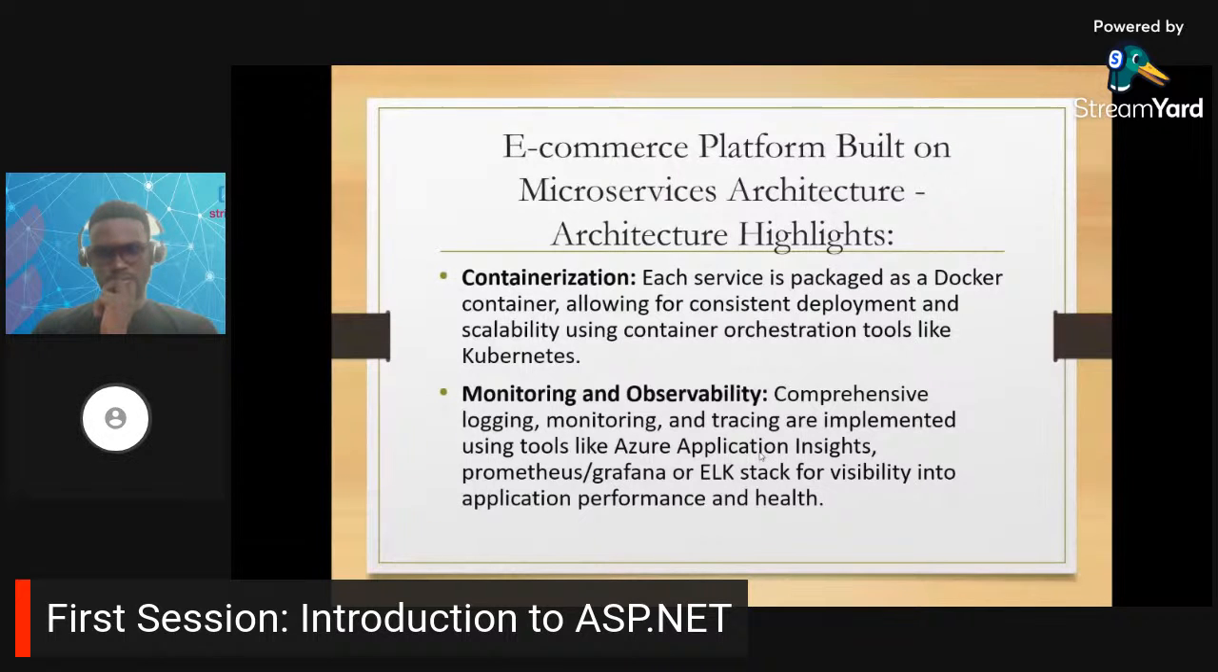Then you have monitoring and observability. Because it's a microservice, I can easily monitor each service very well because what I'm looking at is very small, unlike in a monolith. So comprehensive logging, monitoring, and tracing are implemented using tools like Azure Application Insights, Prometheus, Grafana, and open source tools for monitoring and observability. Also, you have the ELK stack for visibility into application performance and health. So these are architectural highlights.